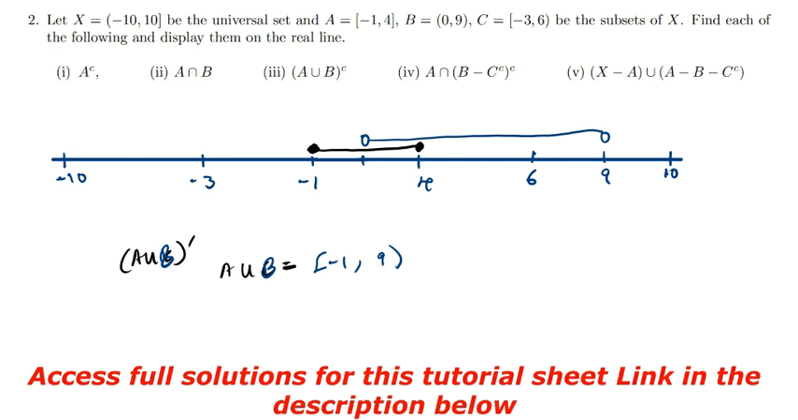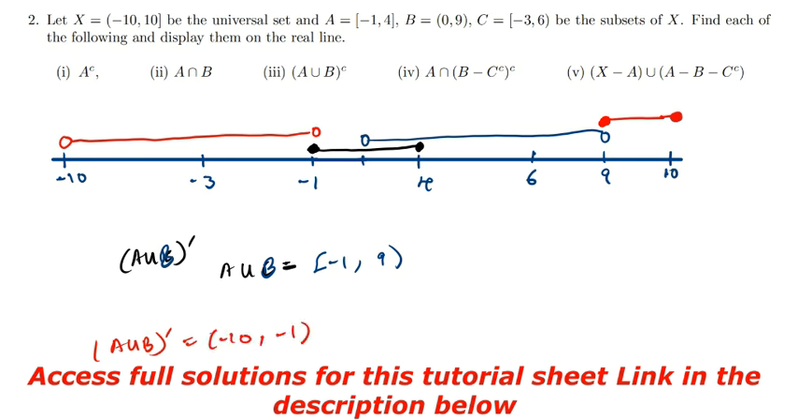So now we are saying complement. That is elements which are not found in A union B. So A union B complement is going to be equal to, so it's going to start from here, negative 10, not included, all the way to negative 1, not included. Also, starting from 9, 9 will be included in the complement because it's not in A union B. Then all the way to 10, also included. So this is going to be equal to negative 10 all the way to negative 1 open. Then union 9 will now be included in the complement all the way to 10, also included.